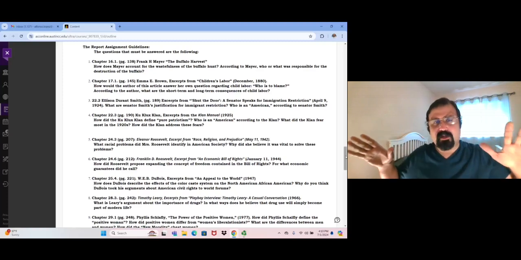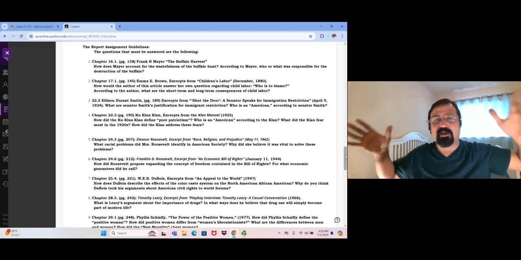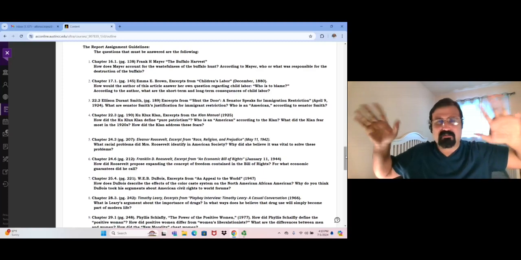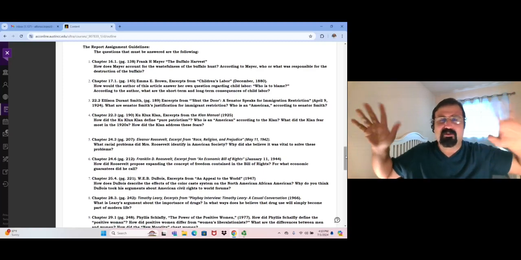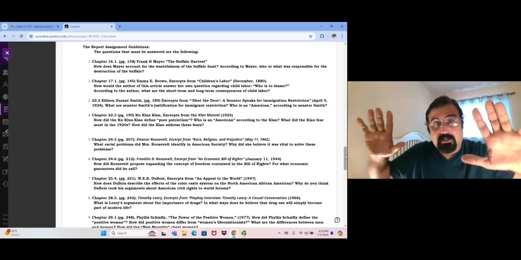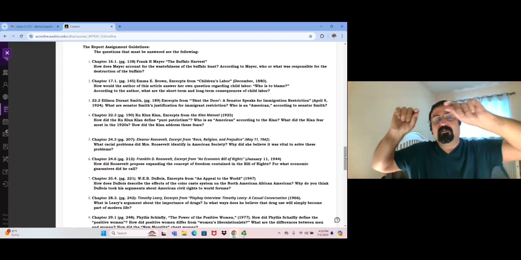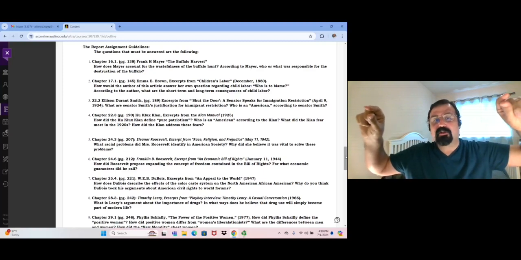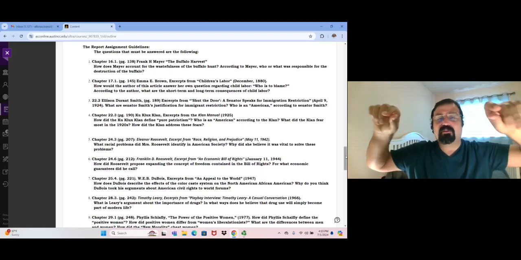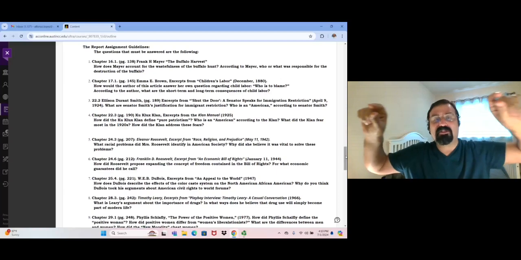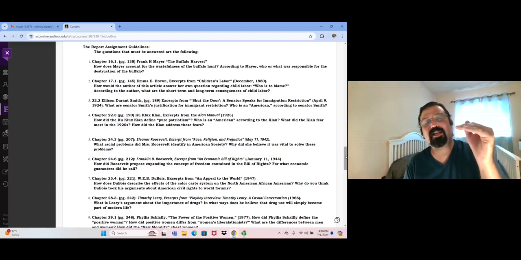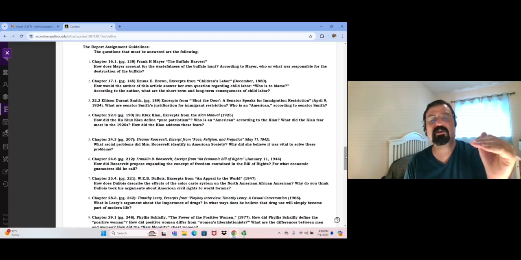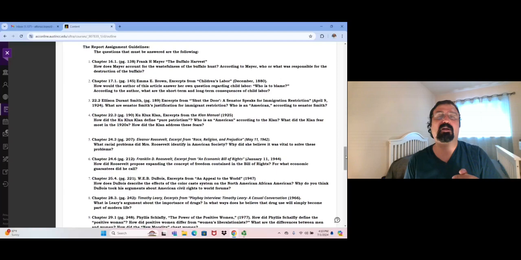So the format. You need a cover page. That doesn't count towards the body of the work. The cover page has your information, student ID, and so on. Once you start the work, at the very top, write the title of the document. For example, right now, you start with Frank Mayer, The Buffalo Harvest. Write it at the very top, and then follow a question and answer format. Write the question and then provide the answer, and then move to the second question, and so on, in that fashion.